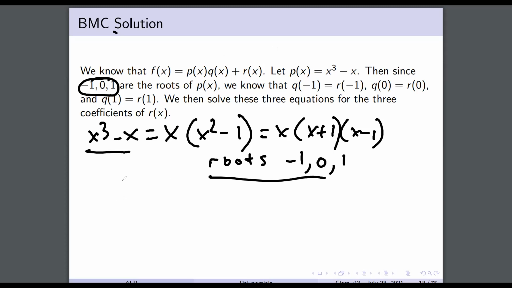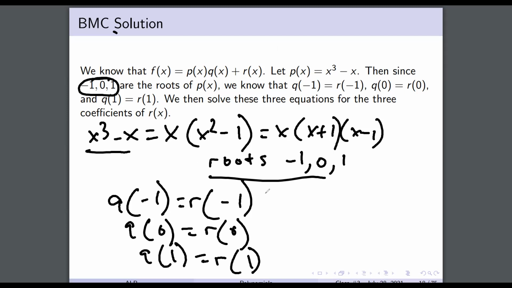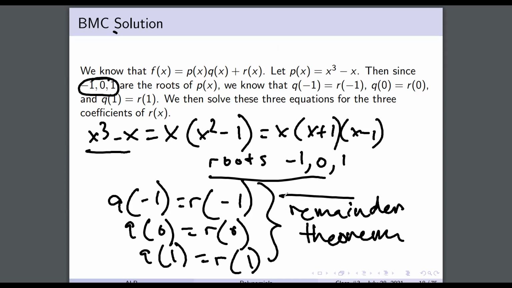Now we will proceed to figuring out the remainder. So f of -1 equals r of -1, f of 0 equals r of 0, and f of 1 equals r of 1. This is true because of the remainder theorem that we proved earlier. So this is why this is true.